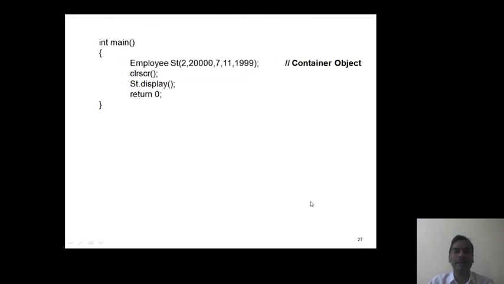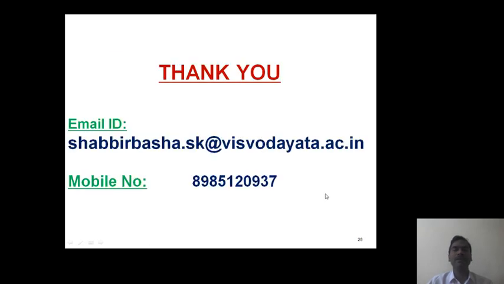Now in the main function, employee st, here we pass these five values. Now this employee contains a date object, hence employee st is the container object format. Now with this object, we call the function st.display. Okay, thank you one and all.